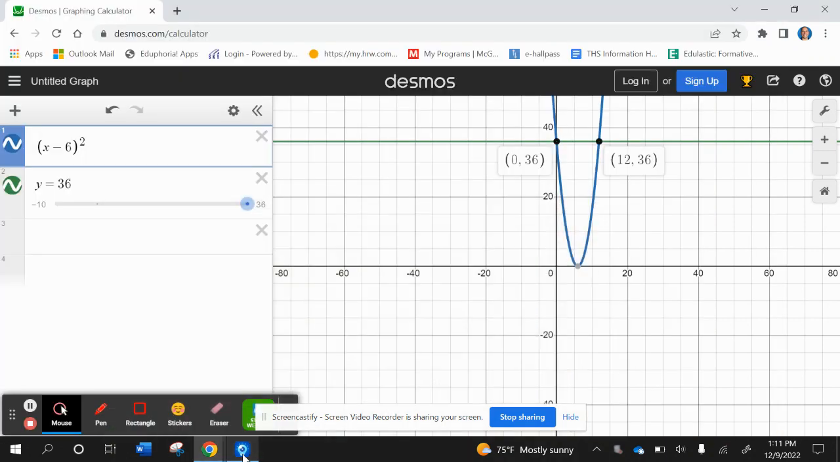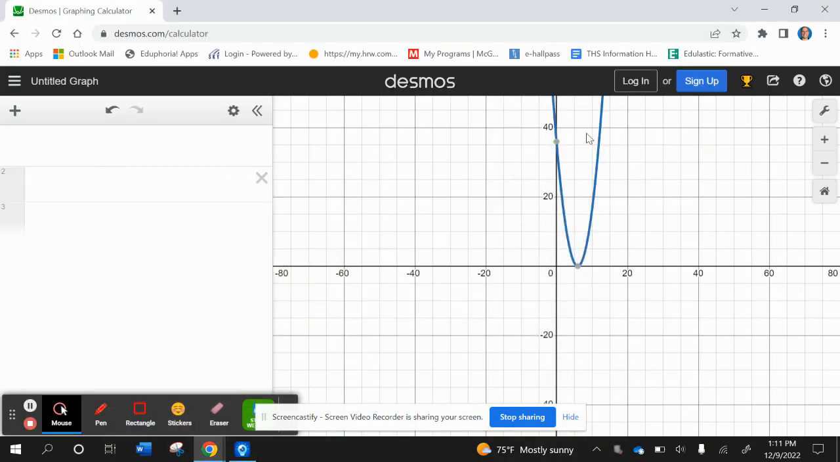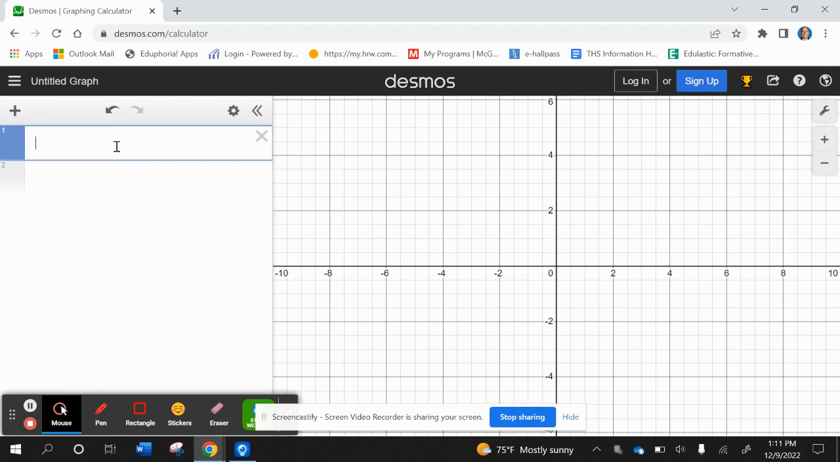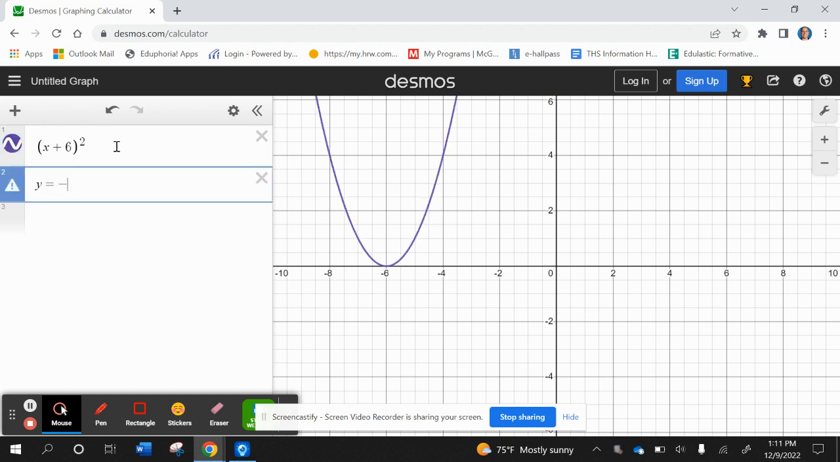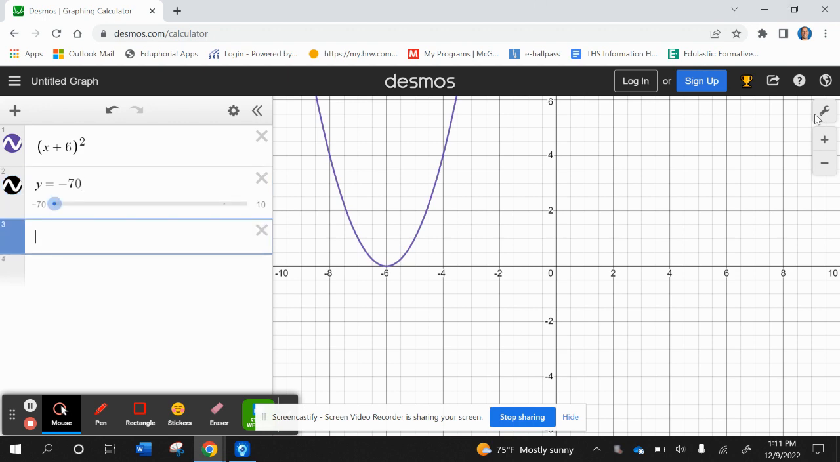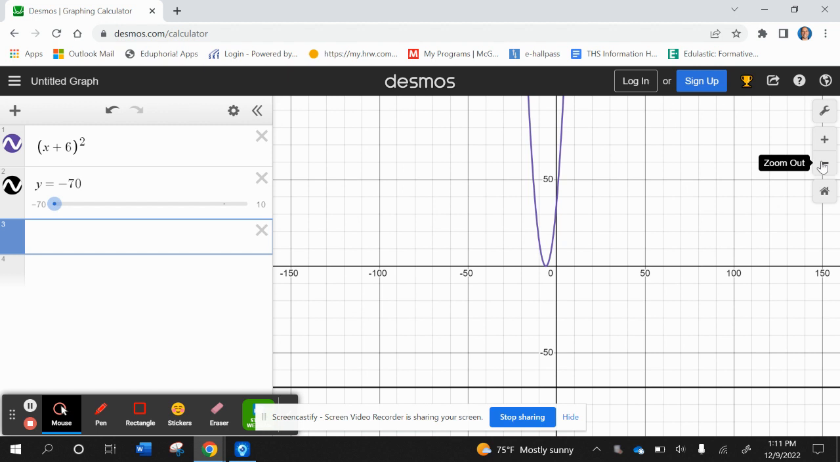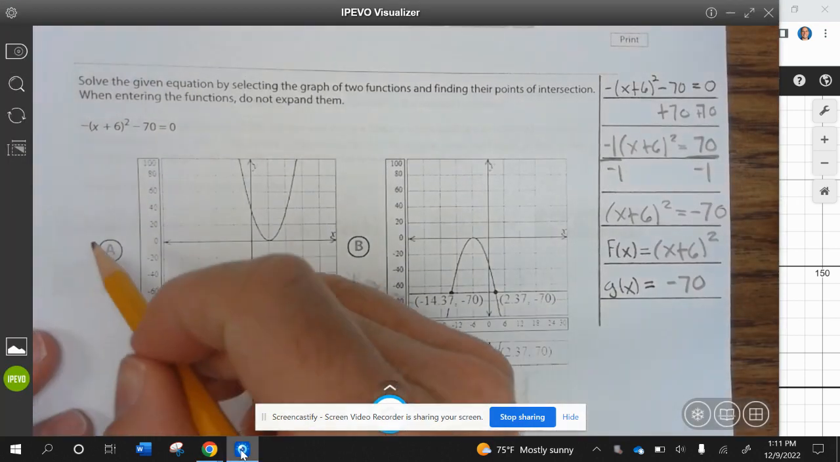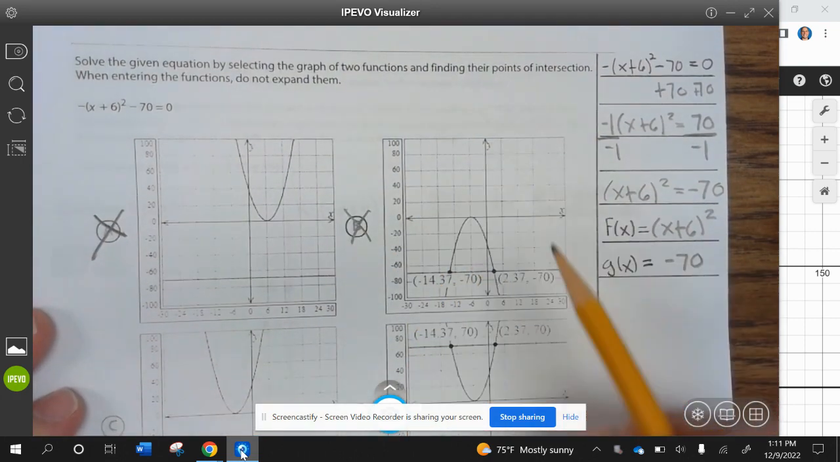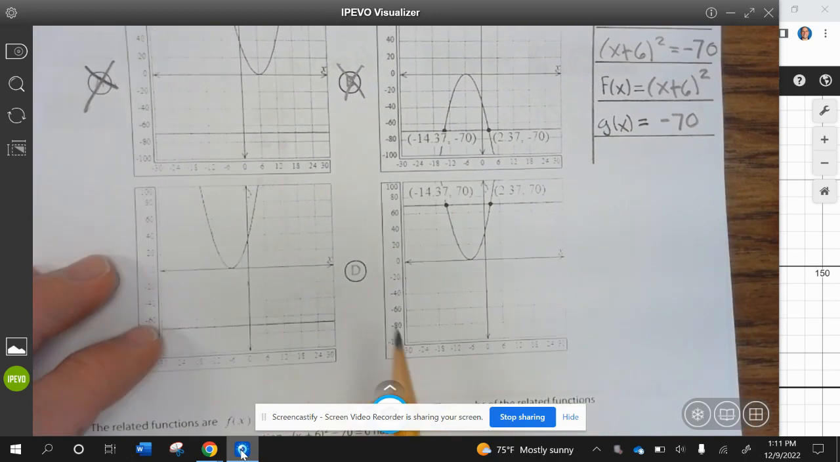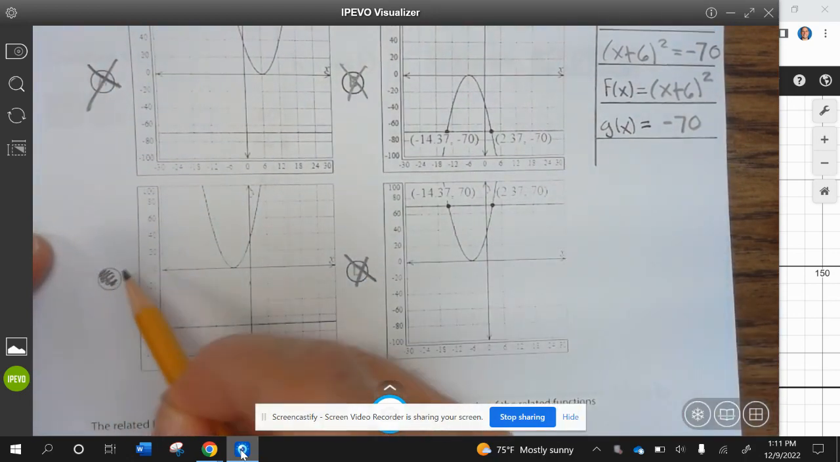All right, so let's graph that in Desmos. And again, we want to press the home key. All right, so (x plus 6) squared and y equals -70. And we're going to zoom out. All right, we see that they do not intersect, and we see the graph shifted to the left. Okay, so this graph is shifted to the right, so it's not A. This is not correct. This looks okay so far, and this is not correct. So the answer has to be C.